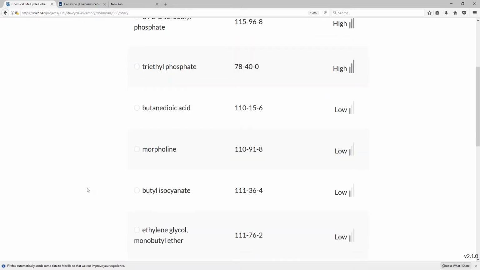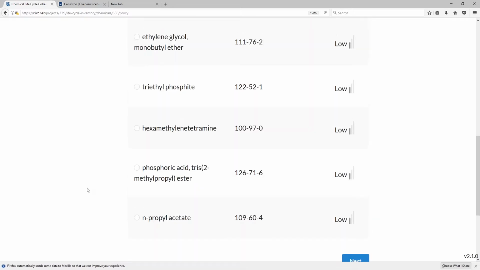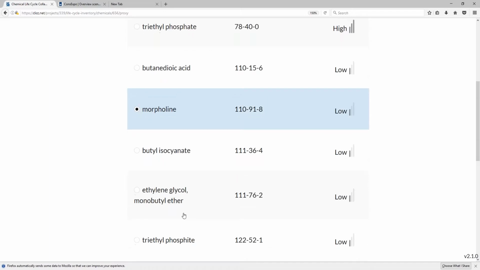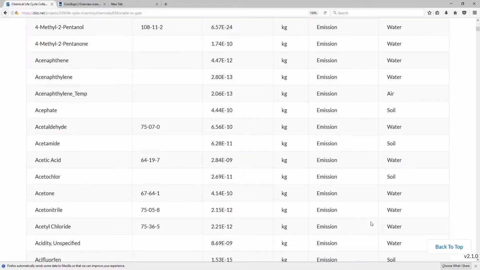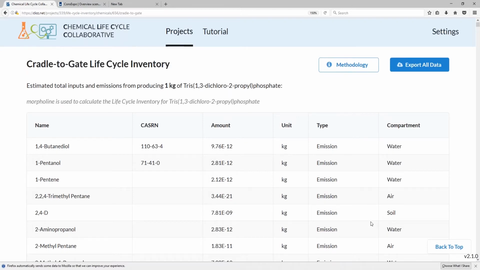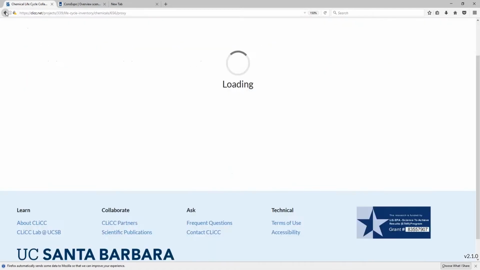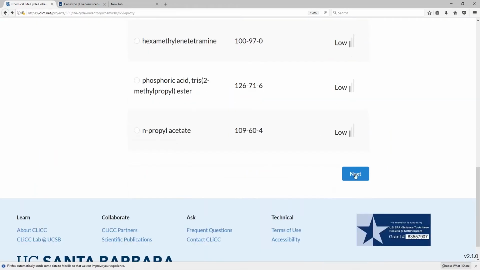If you go down there, there are some other chemicals with lower similarities. So should we choose something on the lower end and then go back? Okay, let's try. So if we choose one of them and run the models, then it retrieves the information based on the proxy values. We can go back, and we can choose the closest one. This might be the best choice. So we will retrieve the life cycle inventory information.